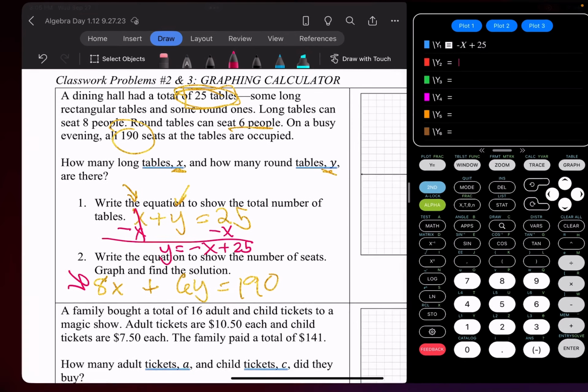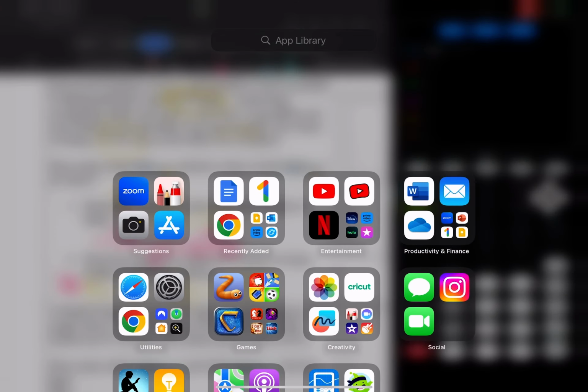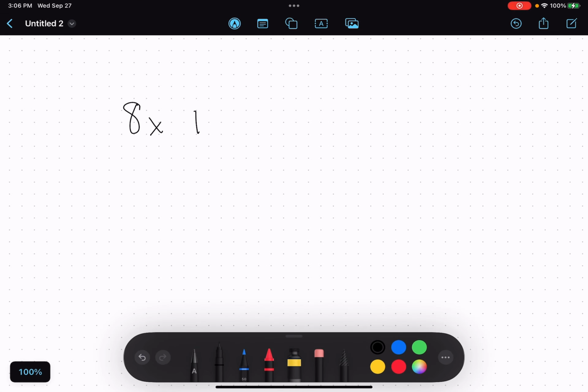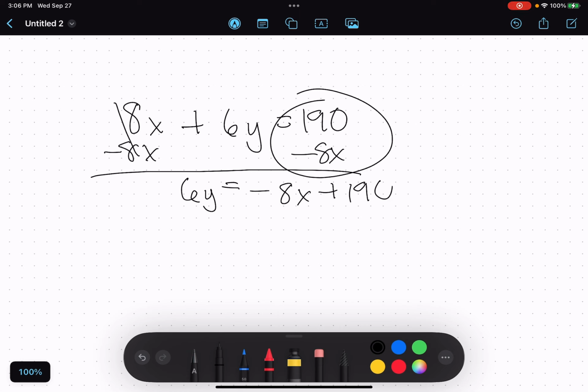So I'm going to move to another screen so that you can see me do the work. Okay, so we have 8x plus 6y equals 190. Now, I'm showing my work because I really want you to show your work on your paper. So, again, this is 6y equals 190 minus 8x, or negative 8x plus 190. Divide both sides by 6.